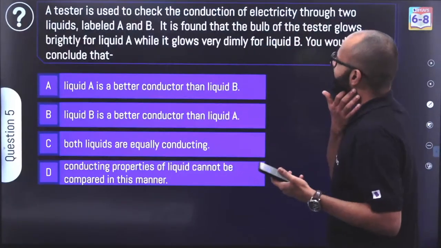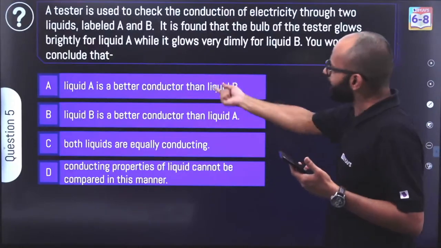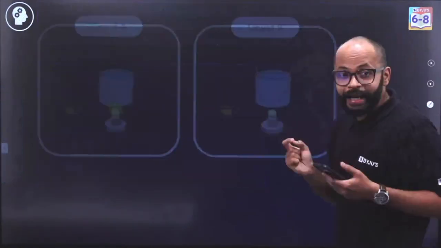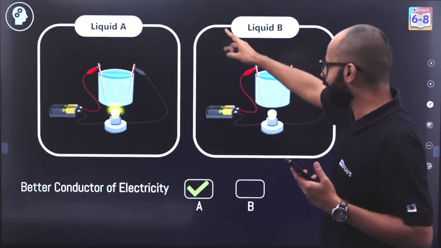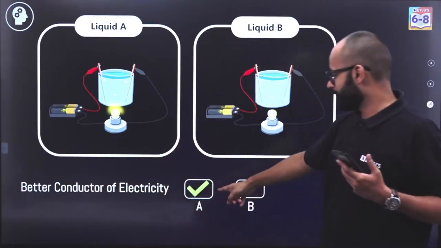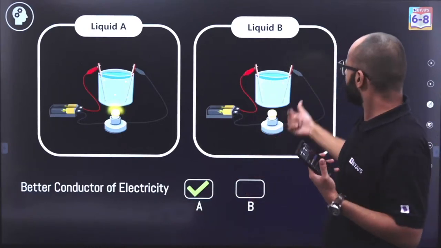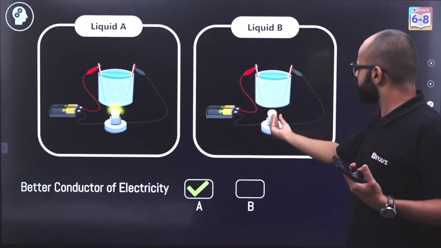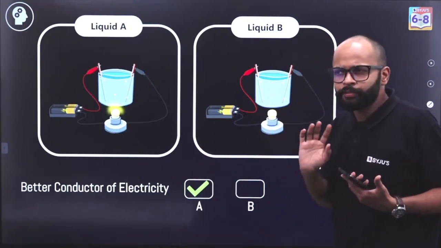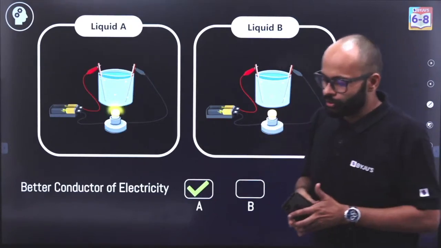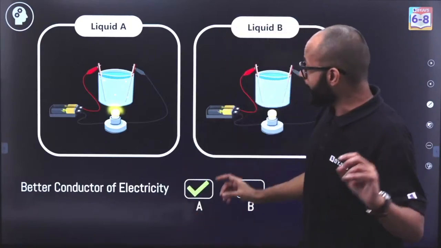Very good. Because liquid A is a better conductor than liquid B. That's why it is conducting well. Liquid A is a better conductor of electricity. What about B? Sir, in B it is glowing dim. Dim means less current. Less current means not good conduction. Fine. So how to know? This is how a tester works.